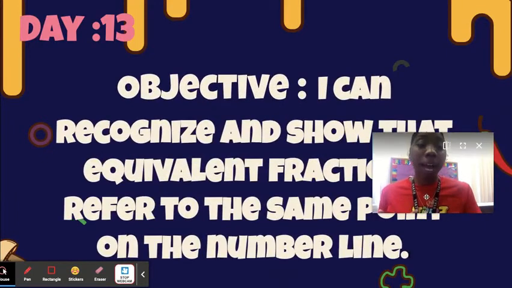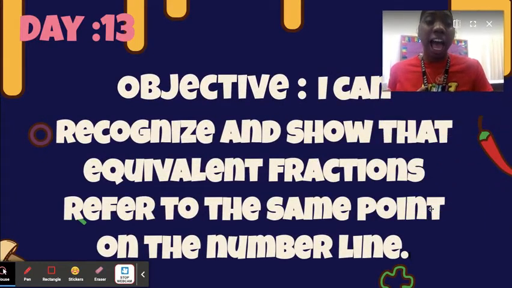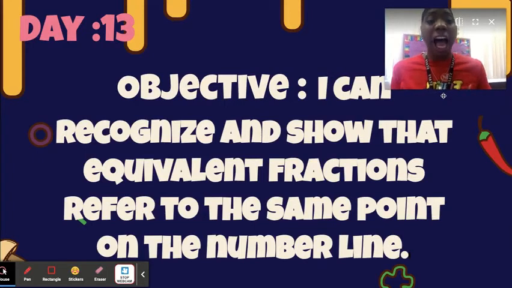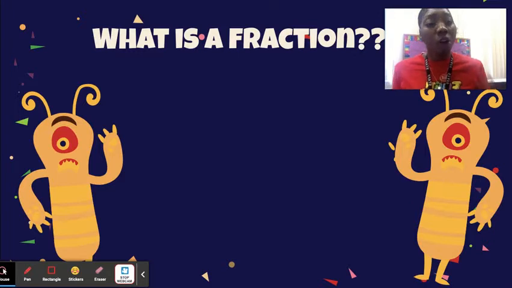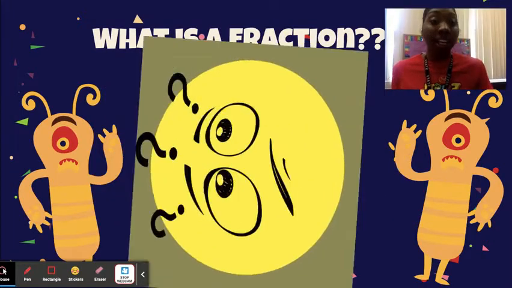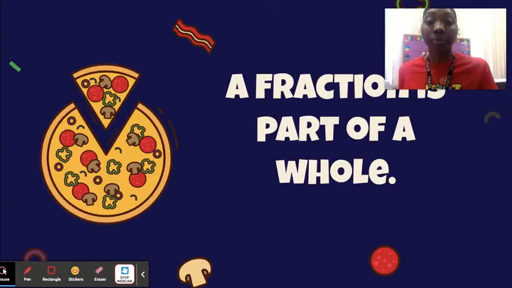So now let's look back at our objective for today. Our objective says, I can recognize and show that equivalent fractions refer to the same point on the number line. So I know what you're thinking, and let's do a little review. Well, what is a fraction?